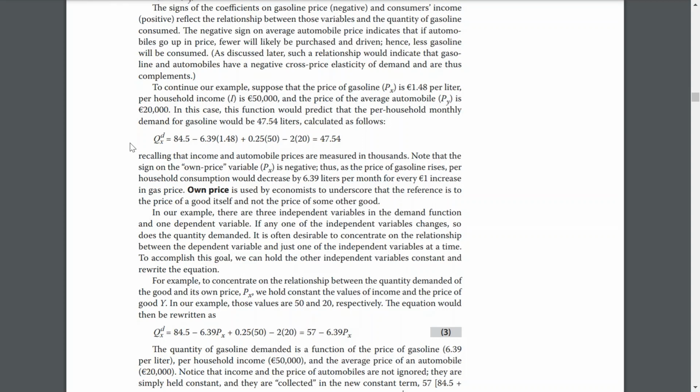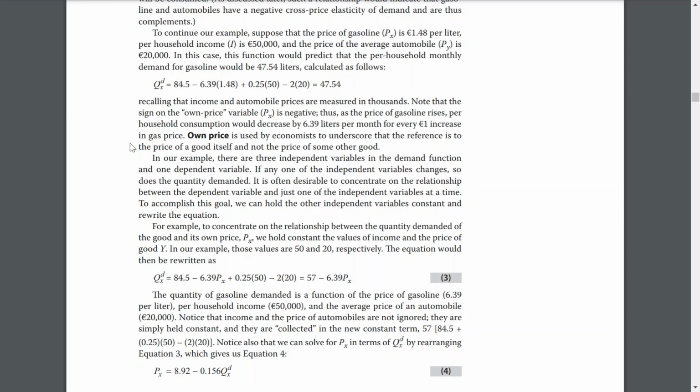by economists to underscore that the reference is to the price of a good itself and not the price of some other good. In our example, there are 3 independent variables in a demand function and 1 dependent variable. If any one of the independent variables changes, so does the quantity demanded. It is often desirable to concentrate on the relationship between the dependent variable and just one of the independent variables at a time.